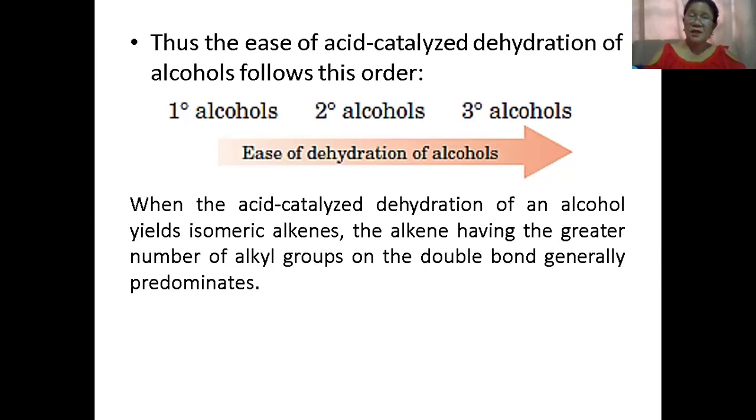When the acid-catalyzed dehydration of an alcohol yields isomeric alkenes, remember, the alkenes are the product. The alkene having the greater number of alkyl groups on the double bond generally predominates.